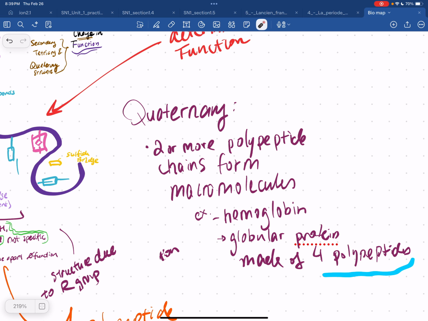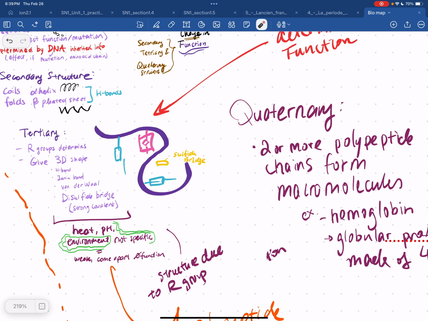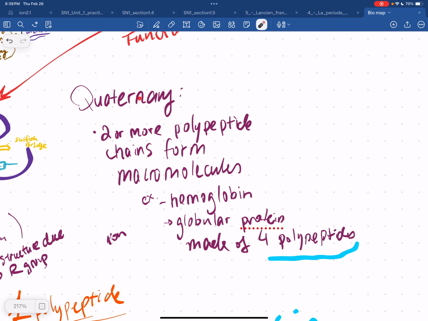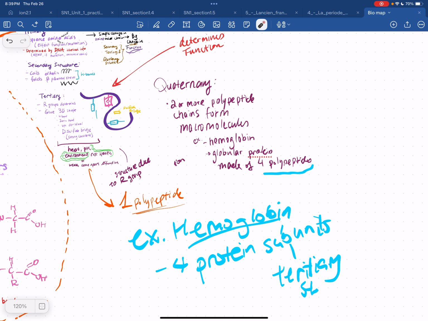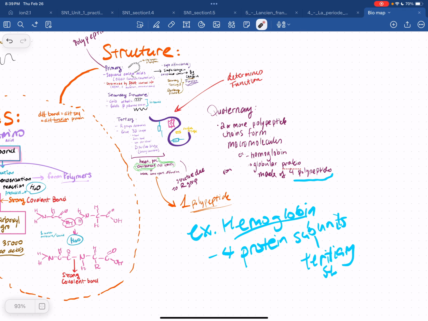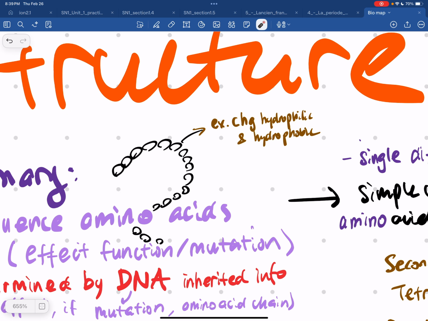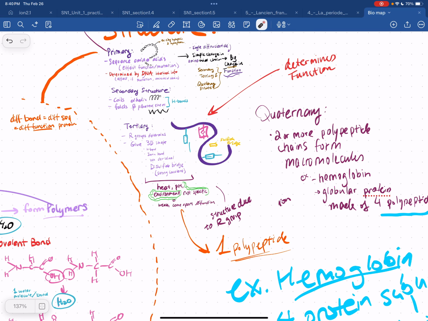Quaternary is the last level, and some can stop at the tertiary, but the quaternary is when 2 or more polypeptide chains form a macromolecule. So a polypeptide chain, like I said, is the amino acid chain. 2 or more forming gives a quaternary structure of molecules, macromolecules. A good example is hemoglobin, where there are 4 polypeptides that make up this globular protein. 4 subunit tertiary structure will make up hemoglobin, which is one of our blood cell proteins. So one single change in this nucleotide will make everything go bad and can cause diseases.